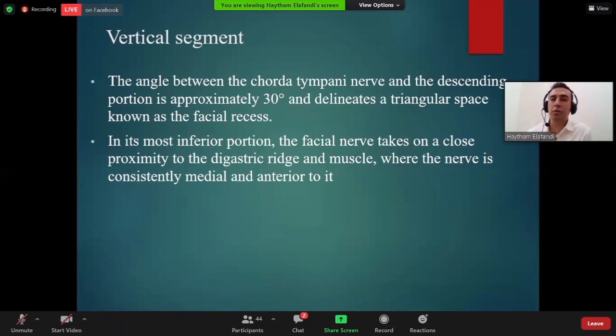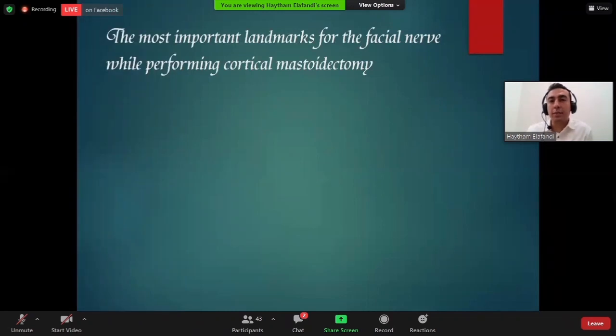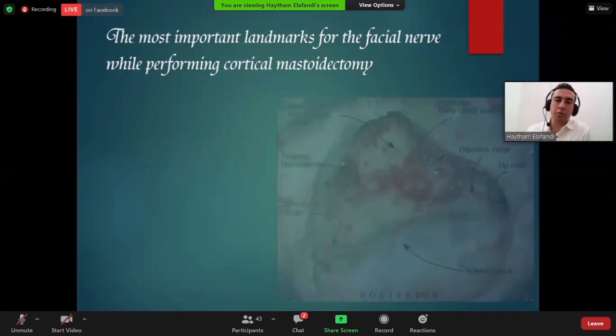Performing posterior tympanotomy goes through this facial recess, and it's formed by the relation between the chorda tympani at its origin, the facial nerve, and the tympanic annulus. In its most inferior portion, the facial nerve takes a close proximity to the digastric ridge and muscle, where the nerve is consistently medial and anterior to the digastric ridge. So, these are the most important landmarks of the facial nerve while performing cortical mastoidectomy.